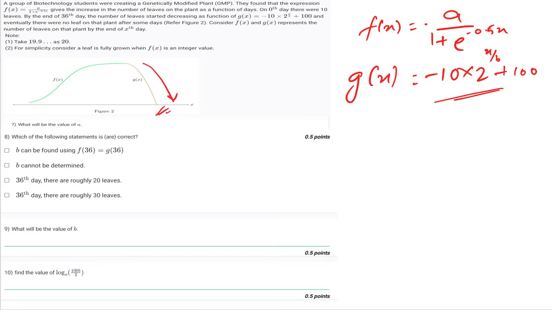Very nice. So consider f and g as representing the number of leaves on the plant at the end of the xth day. We are asked to find which of these are correct. At this point of time, both the functions are coming to the same point. So this is obvious that, okay, let's find a first.